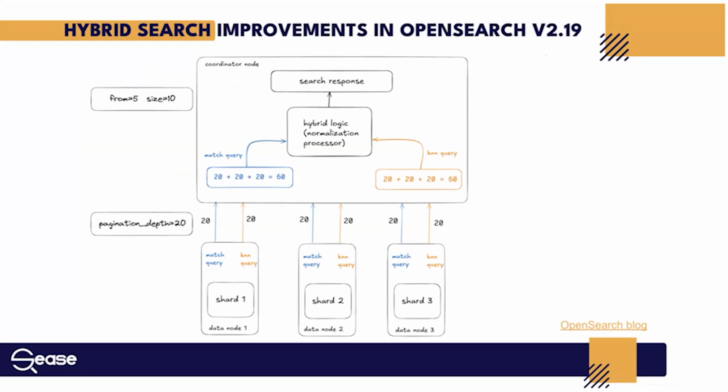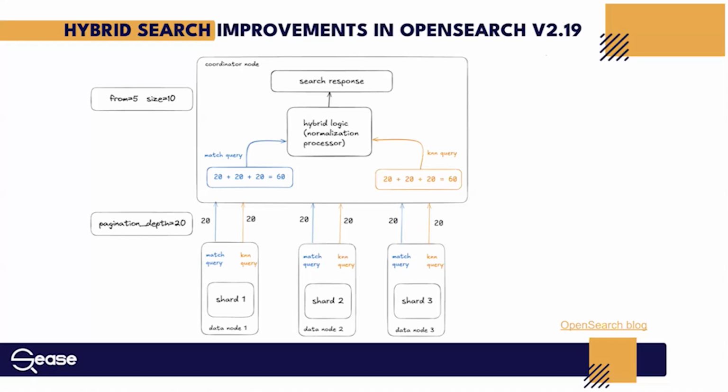What we do here is provide a pagination depth of 20. It means for each subquery, here we have the match query and the knn query, and for each shard, we return this number of search results. For the match query we return 20 documents, and for the knn query 20 as well. We do the same for all data nodes. The data nodes are all handled by the coordinator node, so calculation and combination all get handled by the coordinator node.